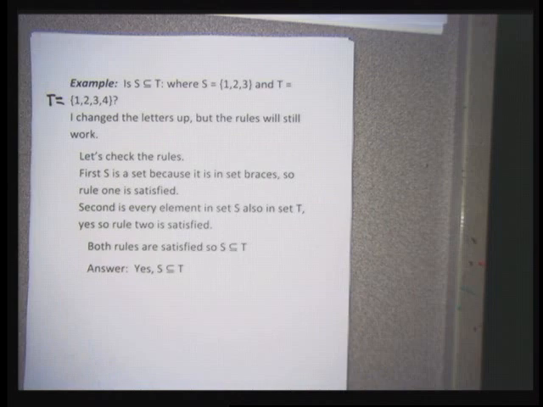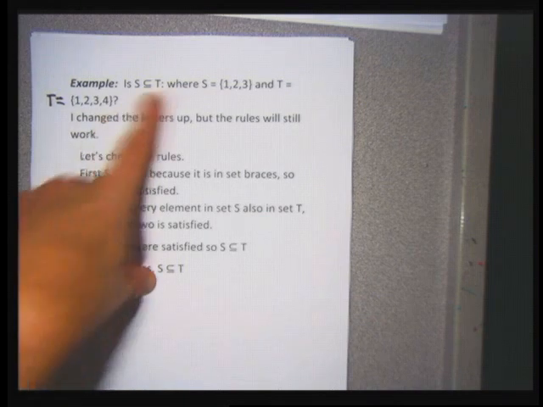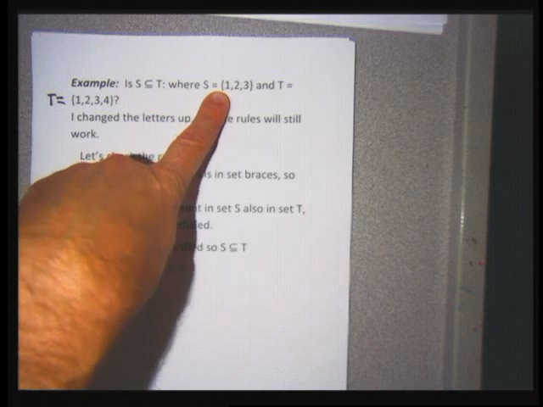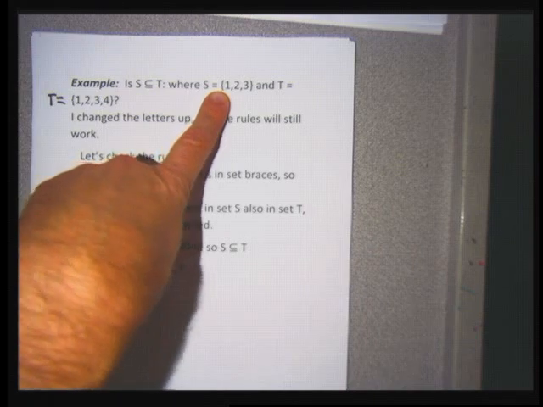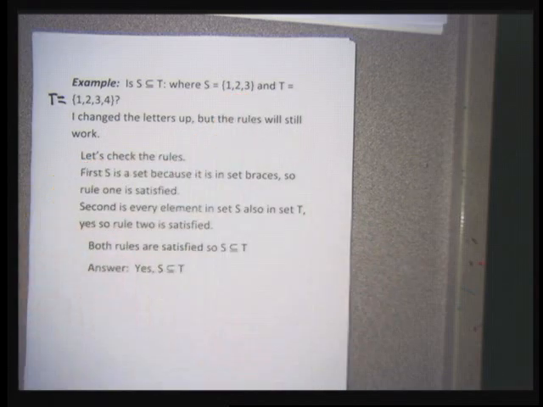Well, for S to be a subset of T, it has to satisfy two criteria. First of all, S has to be a set. S is a set because it's in set braces. So being a set isn't really that high of a bar to climb. If you put it in set braces, you're considered a set. So S is a set. That's the first criteria. Now, every element in S has to be an element of T. S has to be contained in T.